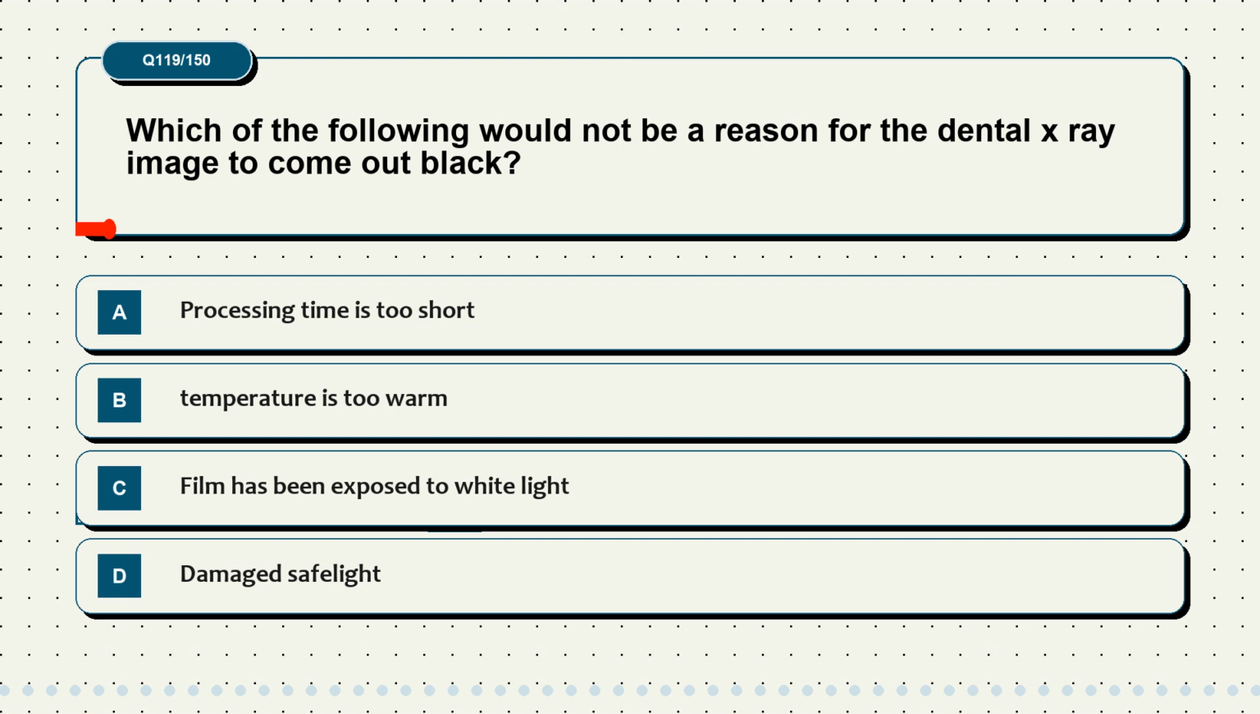Question 119. Which of the following would not be a reason for the dental X-ray image to come out black? Here are the options. Option A. Processing time is too short. Option B. Temperature is too warm. Option C. Film has been exposed to white light. Option D. Damaged safe light.